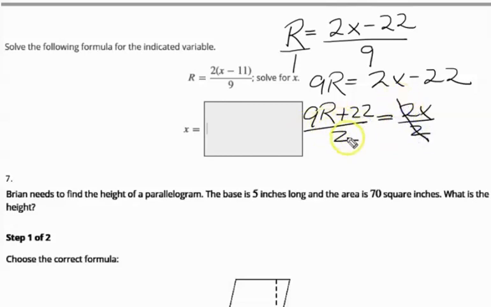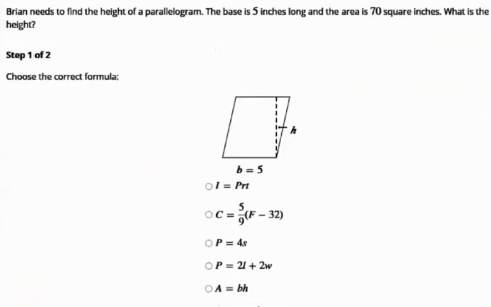And instead of putting it over each one, I could leave it like this too. That would be okay. So 9r plus 22 all over 2. All right, not too bad. Again, a couple of techniques that you may or may not be familiar with. Let's go on.